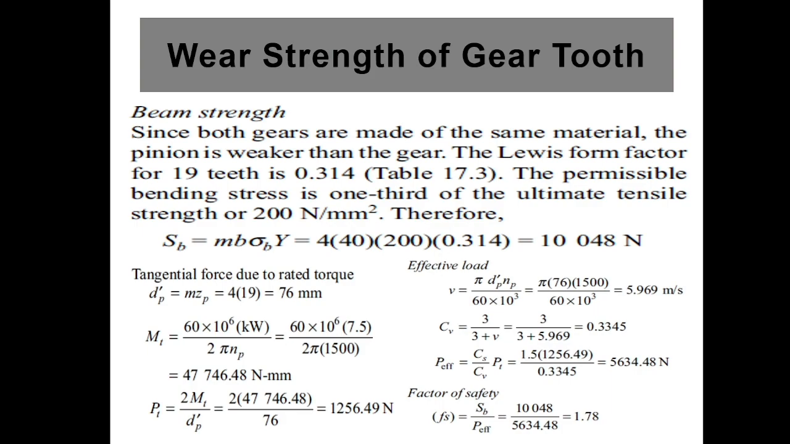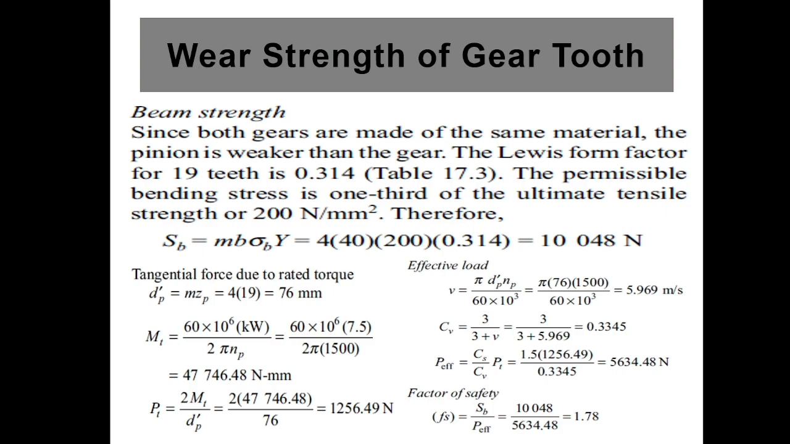So that power will be given in kilowatts. We know the formula of the power: P is equal to 2 pi n mt divided by 60 into 10 raised to 3, or mt is equal to 60 into 10 raised to 6, where power is directly put in kilowatts, divided by 2 pi np. Then we calculate the mt, that is the torque of the pinion, which is 47,746.48 Newton mm.